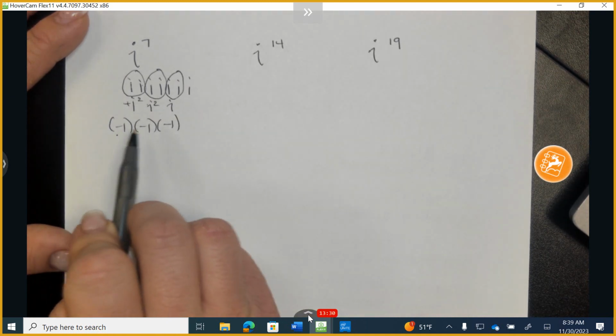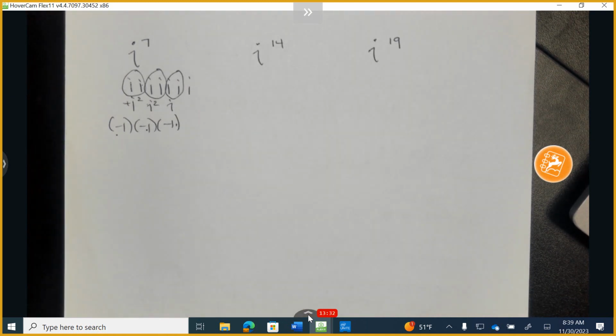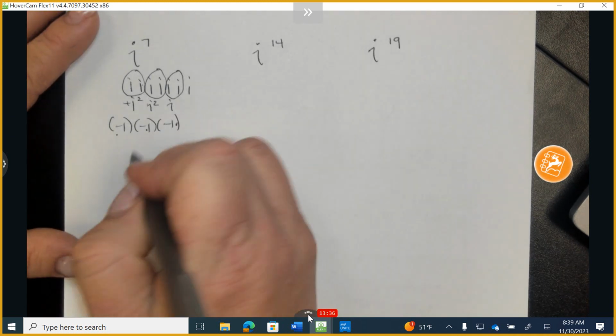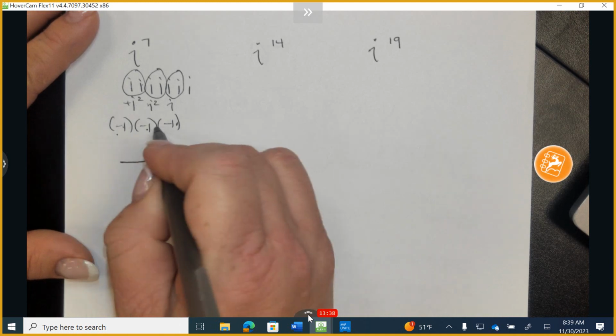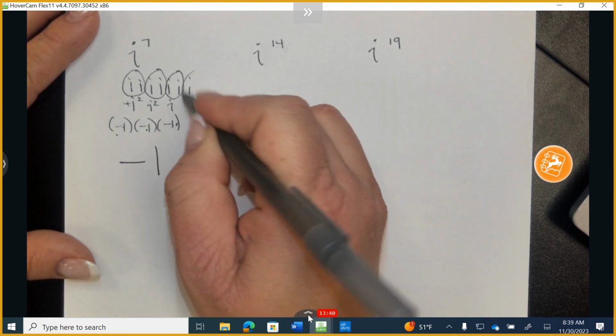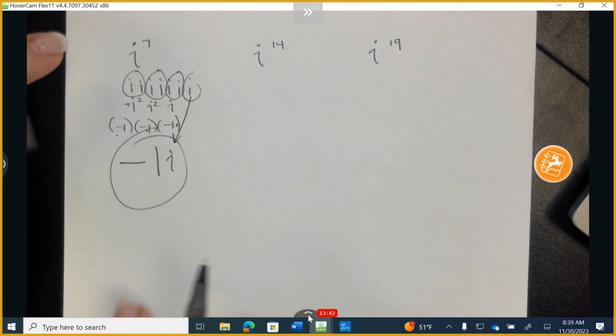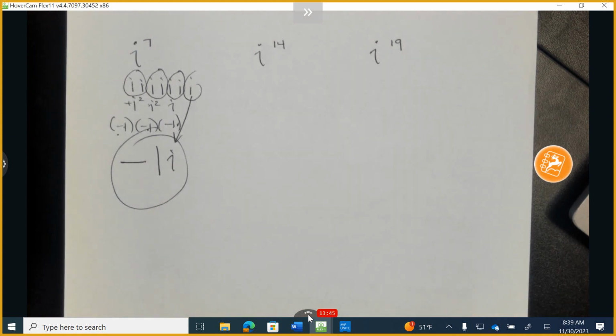So I have an odd number of negatives. And if you forget that fact, you can go, what's negative 1 times negative 1 times negative 1? An odd number of negatives produces a negative answer. 1 times 1 times 1 is 1. But we have this lonely i. Don't forget about the lonely i. Anytime your number is odd, you're going to have a lonely i, whether it's 3, 5, 7, 9, and so on.